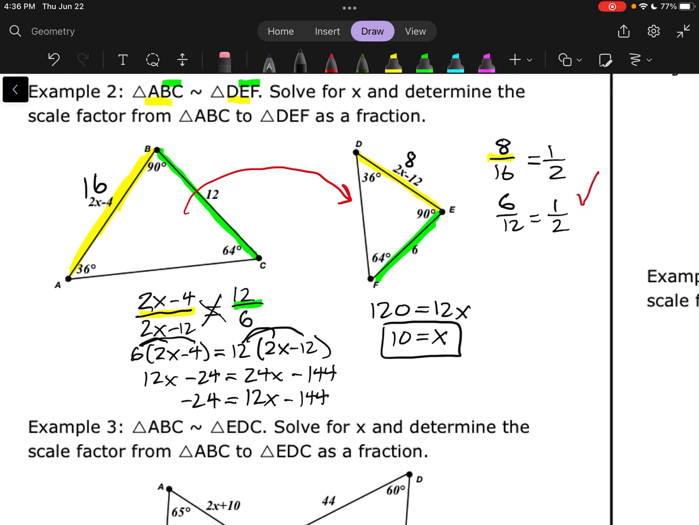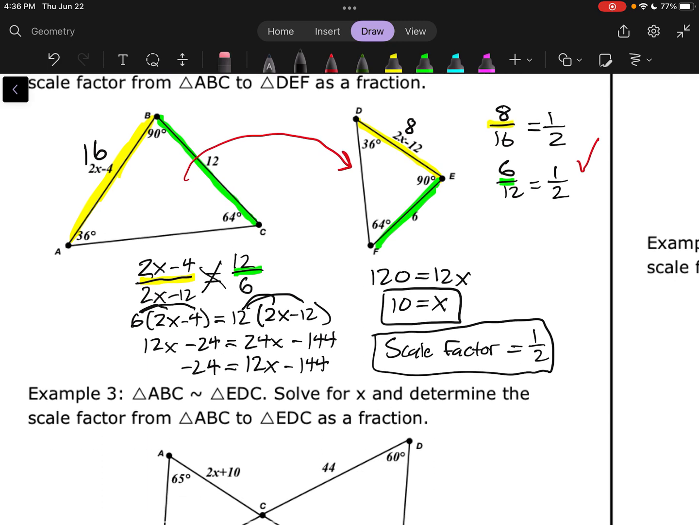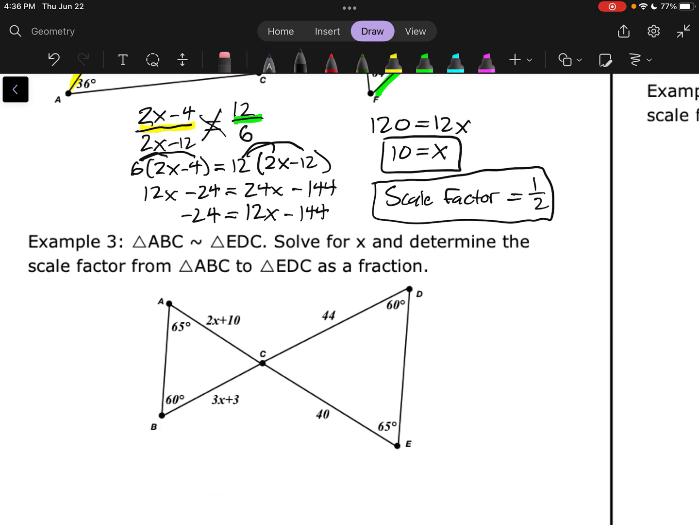I'm going to give myself a check because I did check my work. And then I will say that the scale factor is equal to 1/2, writing that scale factor as a fraction. Okay, so first one done here. Let's check out a similar one here for example 3.